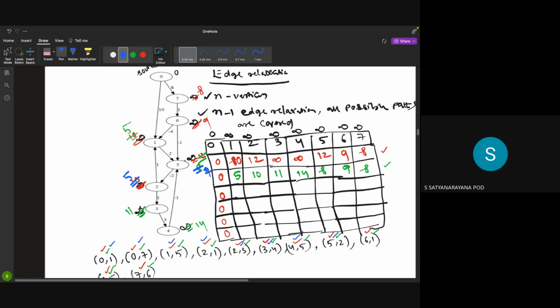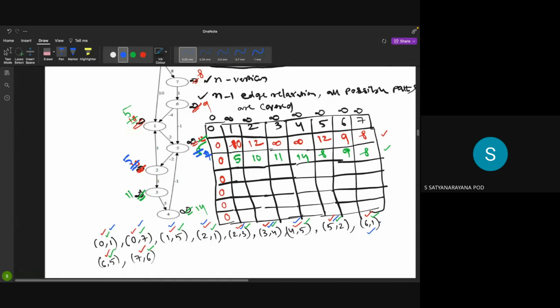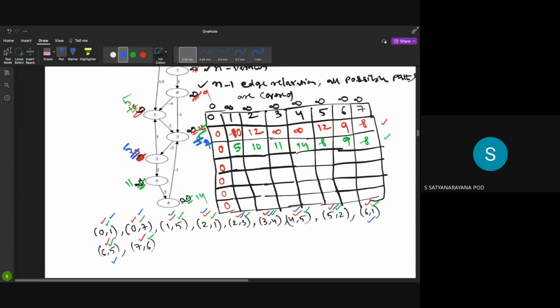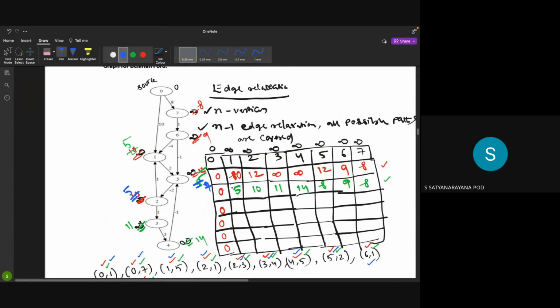Next 6 to 1. Already 9 is there. 9 minus 4, it's 5, which is already a better value. No worries. Now 6 to 5. Already 9. 9 minus 1 is 8, so 7 is a better value. We don't want to update it. 7 to 6. So 8 plus 1, 9. Already the 9 value existed, so we don't change it.